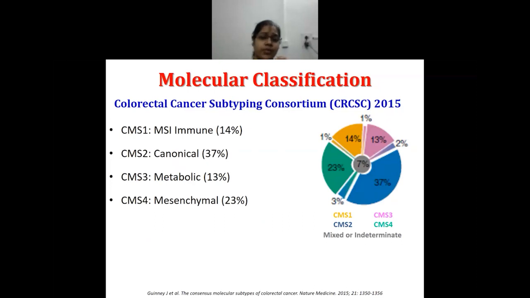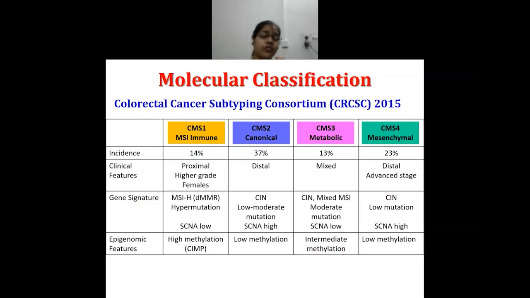Coming to the 4 major subtypes, it is CMS1 being MSI immune, which was 14%, CMS2 canonical with 37%, CMS3 metabolic with 13%, and CMS4 mesenchymal with 23% of the colorectal cancers. Now, coming to the various salient features of all these subtypes, CMS1 was found to be located predominantly in proximal colon, while CMS2 and CMS4 were located in the distal colon. Higher grade tumors were associated with CMS1, while advanced stage tumors were predominantly CMS4. Females were more affected compared to males in CMS1.